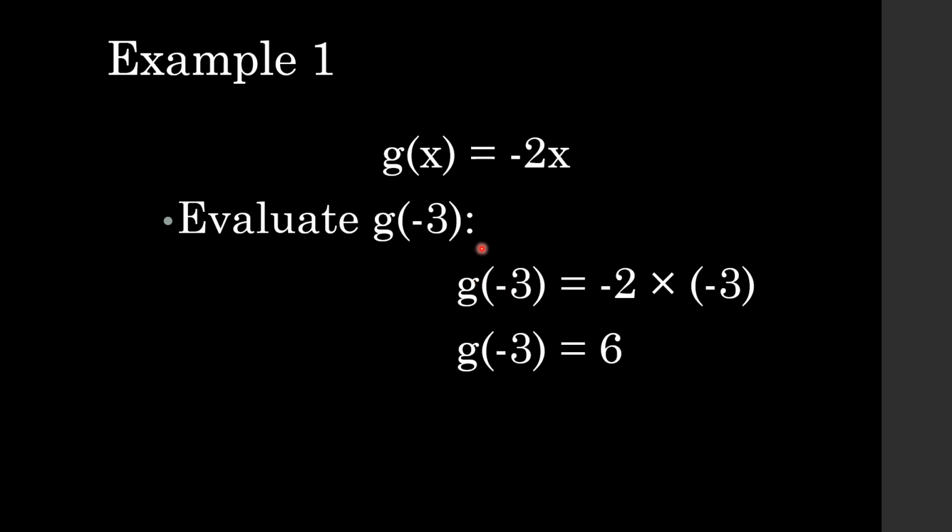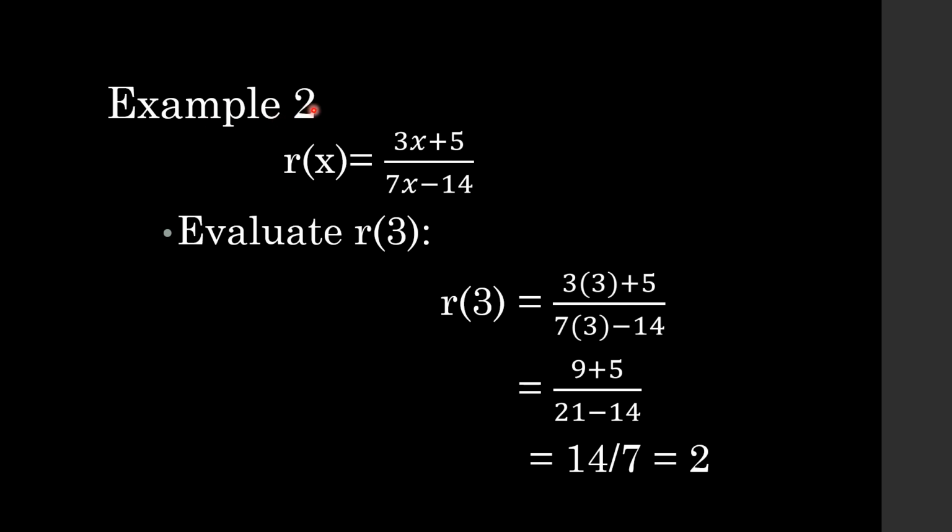So for this example, the input object is minus 3, and the minus 3 will be substituted for x, which will be in the form of g of minus 3 equal to minus 2 times minus 3, and minus 2 times minus 3 arithmetically will be 6. So g of minus 3 is equal to 6. Let's move to the next example.